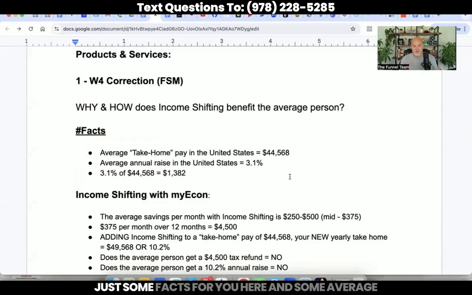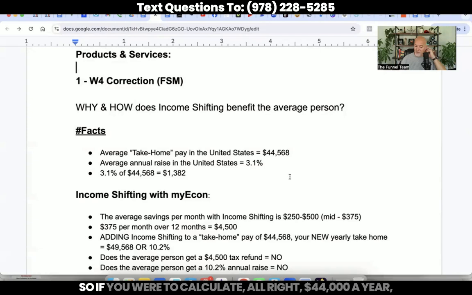So just some facts for you here and some average numbers of doing this over the years and helping people income shift using the myEcon strategies. Okay. So as an example, the average take-home pay in the United States is about $44,000. Now, this data could be a little dated here because I think the average raise now is actually about 2%, but the average raise per year is about 3%.